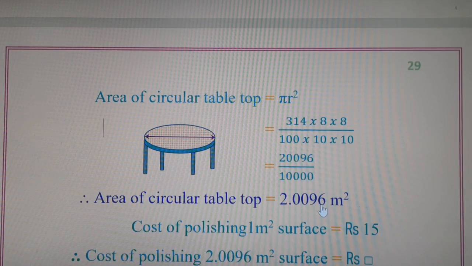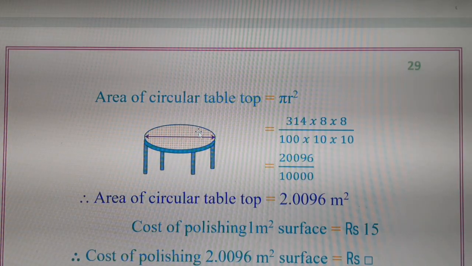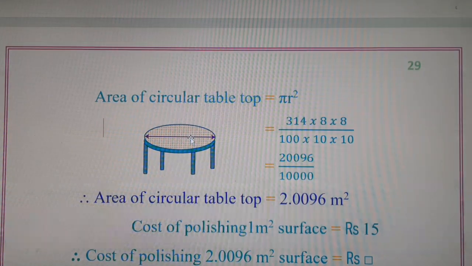2.0096 meter square will be our answer. That is the area of the circular tabletop. So the top space occupied by the surface of the table is the area of the circular tabletop, and that is 2.0096 meter square. Now the polishing cost is given as 15 rupees for 1 meter square surface polishing.